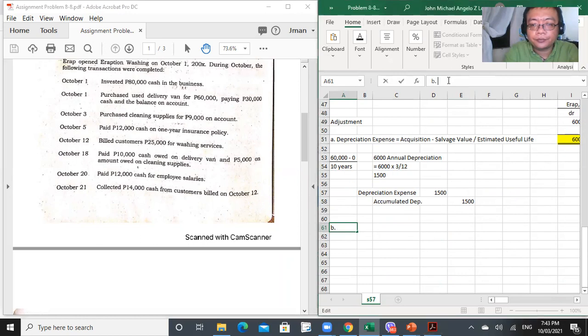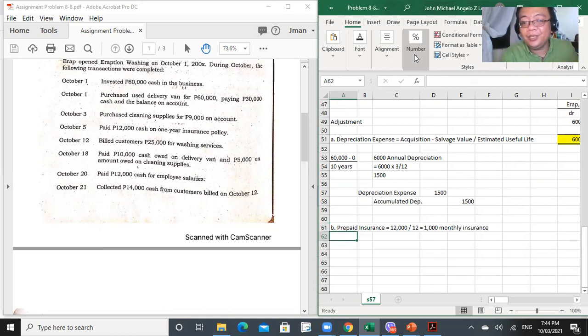So if you have your prepaid insurance of 12,000, that is your yearly. Since it is a yearly, you divide it by 12 months. So meaning you have 1,000 monthly insurance expense. Get the point?